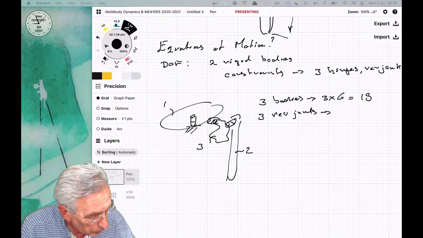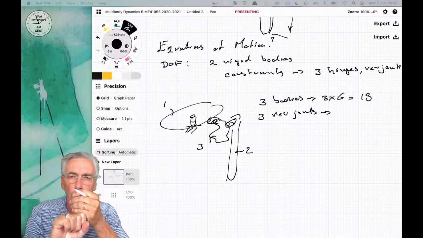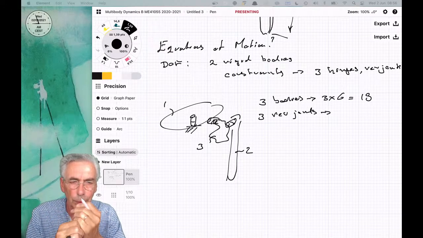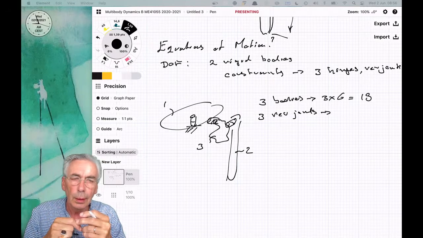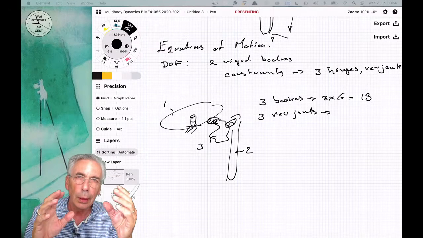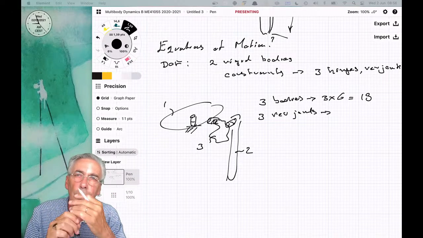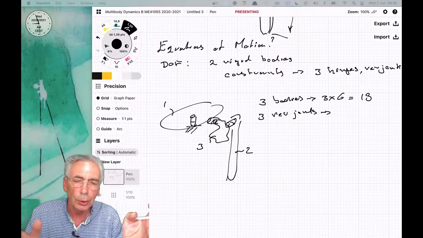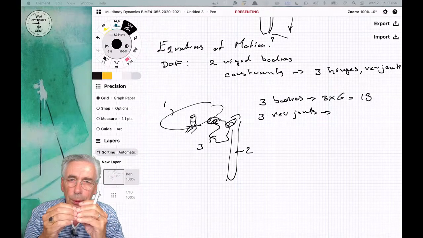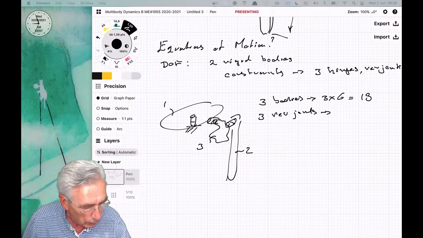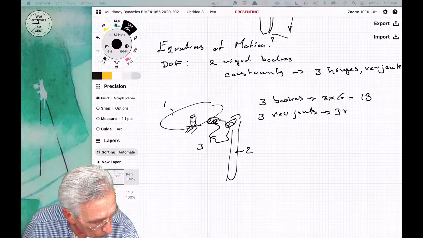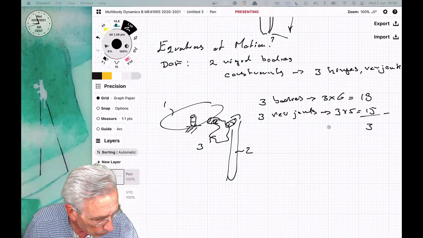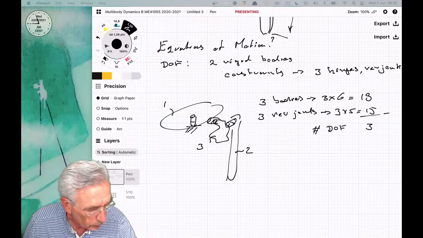For each joint, how many constraints are there? The body has to be in place, that's 3 constraints, and then 2 rotations are restricted. The other way of thinking is that between 2 rigid bodies 1 degree of freedom remains. So I have 5 constraints, 3 to put them in position and 2 to restrict the bending. So it's 3 times 5, meaning 15. Then we subtract, and the number of degrees of freedom is 3.